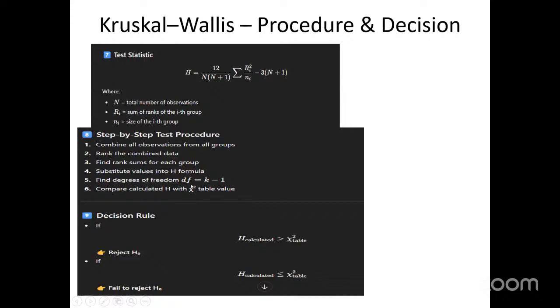Find the degrees of freedom, that is K minus 1, where K is the number of groups. Suppose I have 10 groups, then the degrees of freedom will be 9. Compare the calculated test statistic with the chi-square table, that is the tabulated value. If the calculated value is greater than the tabulated value, then reject the null hypothesis. If the calculated value is less than the tabulated value, then we fail to reject the null hypothesis. So this is our procedure, our statistic, and our decision rule.